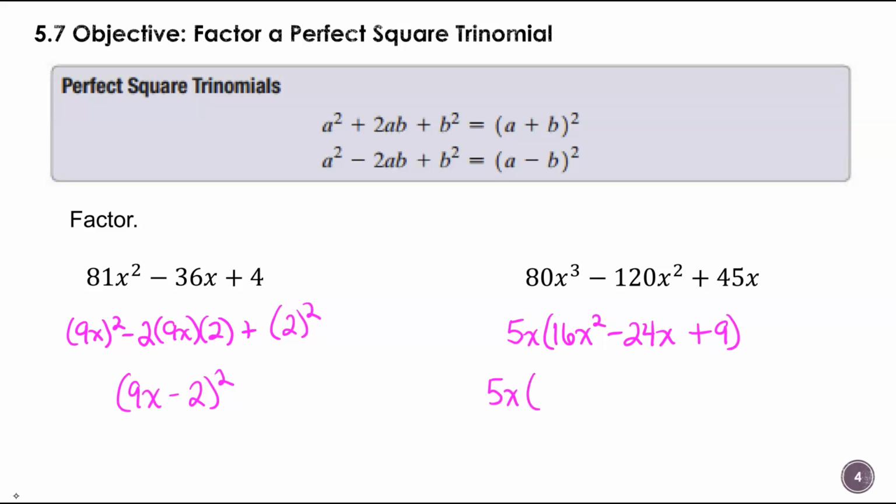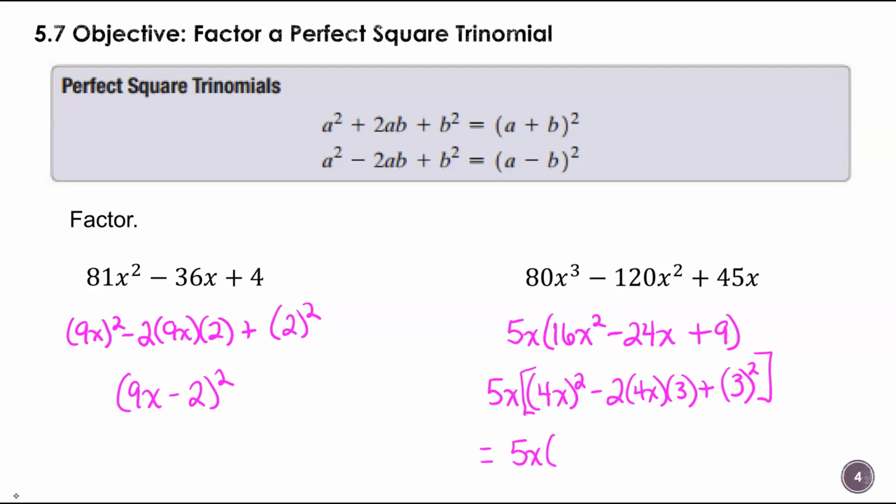So my A, maybe I'll put a bracket here. My A would be a 4x, and my B would be 3, and then minus 2 times A times B. So we end up with, we've got the 5x, and then we're going to check that middle term.